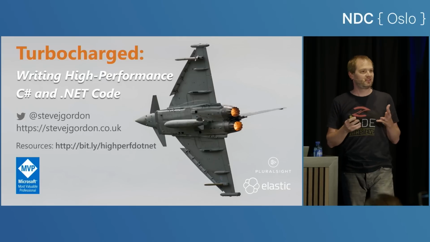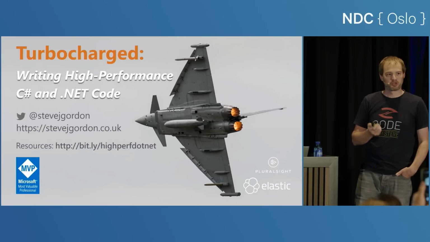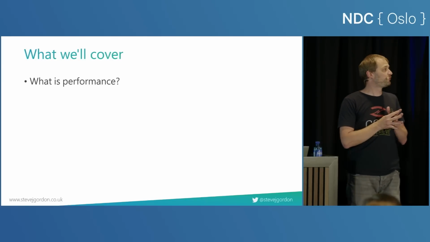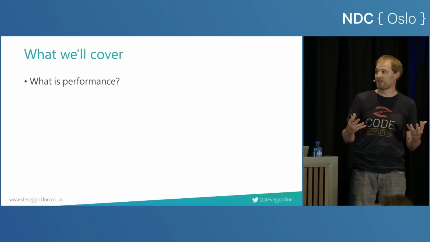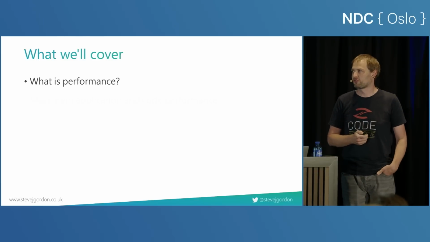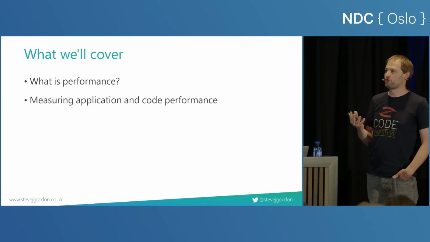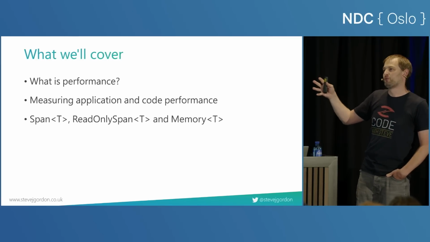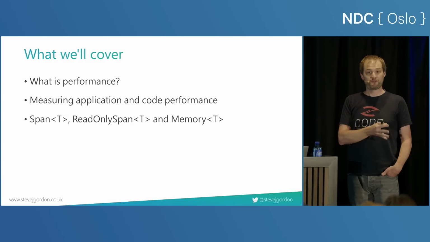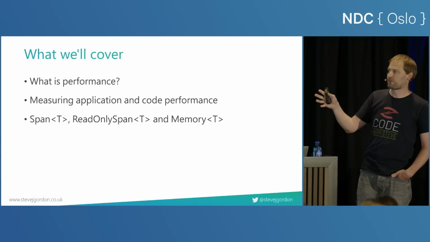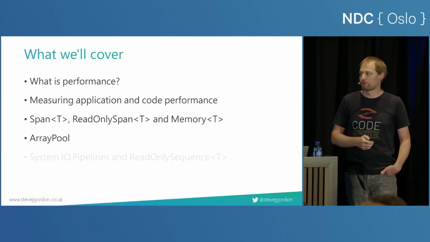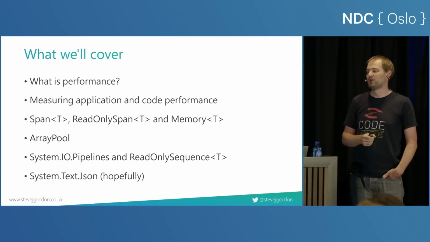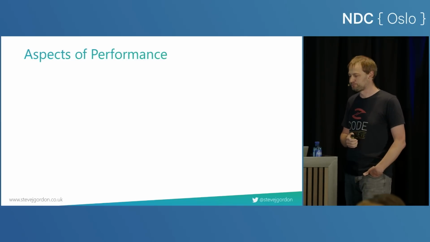So I'm going to just briefly set the agenda and set the scene for what we're going to cover today. The main things I'm going to talk about are a little bit about what is performance, because I want to make sure that we're all talking about the same thing and thinking about the same things as we go through this session. Then we'll talk a little bit about measuring performance in application code and why that's important. Then we'll start looking at some of the high-performance APIs that you can use for both efficient and low allocation code in .NET. So things like Span of T, ArrayPools, a little bit about System.IO.Pipelines, and at the end, hopefully, if I can get through it quick enough, we'll talk about System.Text.Json briefly as well.